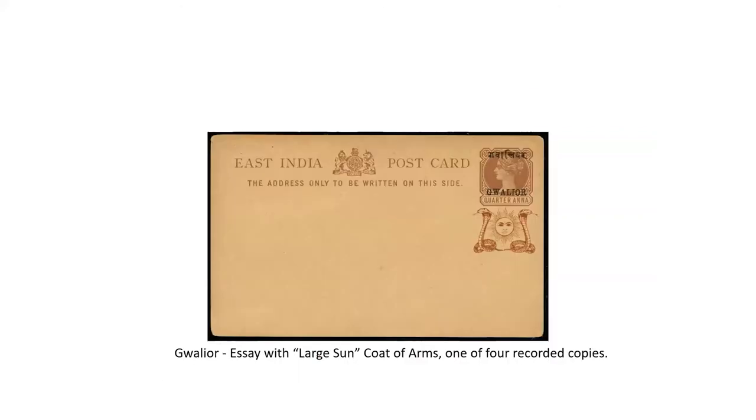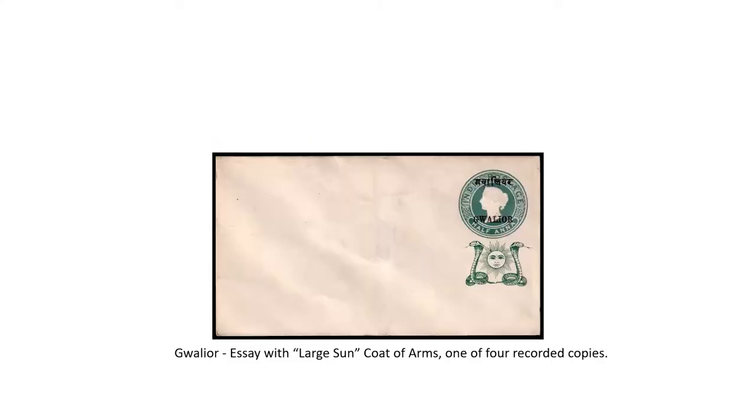Here's the next convention state, Gwalior. The issued postal stationery had the snake emblem, much, much smaller. This is what we call large sun. This happens to be one of four known examples. Same thing with the envelope, the large sun, also one of four recorded examples.